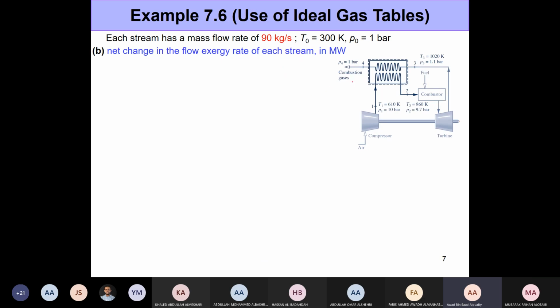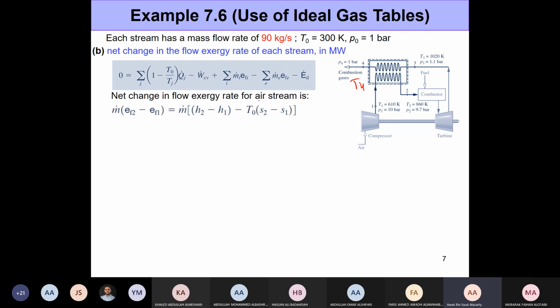We already know the temperature at state 4 now. So basically all the states are defined. Here we just need to get the net change in flow exergy. Okay, so again coming to this part, we're looking at net change in flow exergy for the two streams that we have here. Okay, so let's start with the air stream.